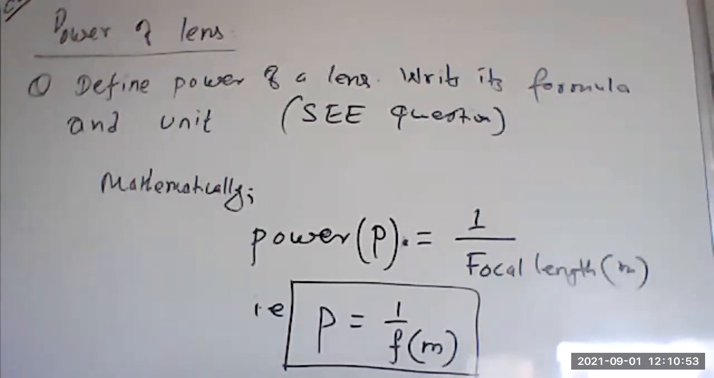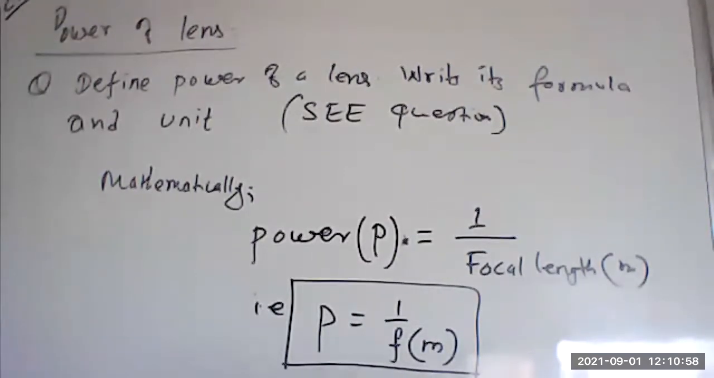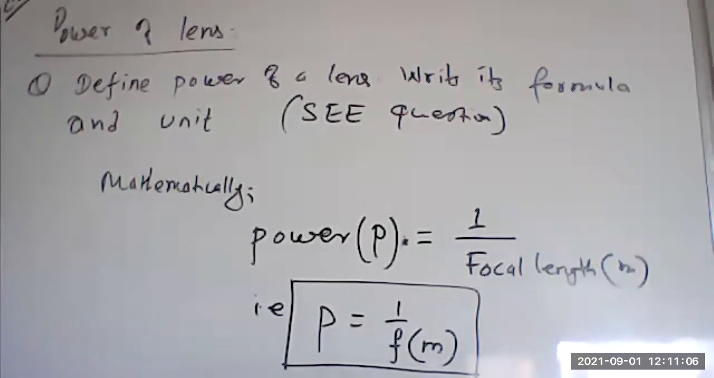Anjani, define power of lens. Define power of lens. The power of lens is its capacity to converge or diverge rays of light. In other words, it is a capacity of lens to diverge the rays. In terms of mathematical definition, in terms of formula, mathematically, it is reciprocal.